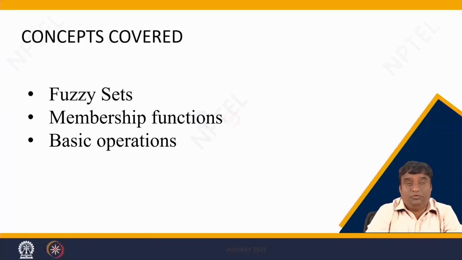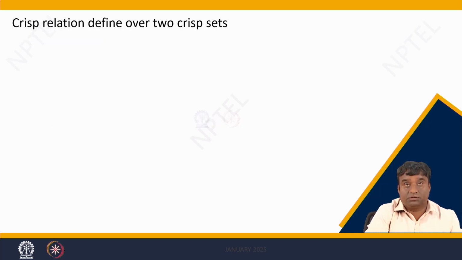Till now, we have covered module 1. In module 1, we have seen fuzzy sets, membership functions, basic operations. This class we learn about fuzzy relation. To discuss the fuzzy relation, it is better to discuss relation on crisp sets. So first try to understand the crisp relation defined over two crisp sets.